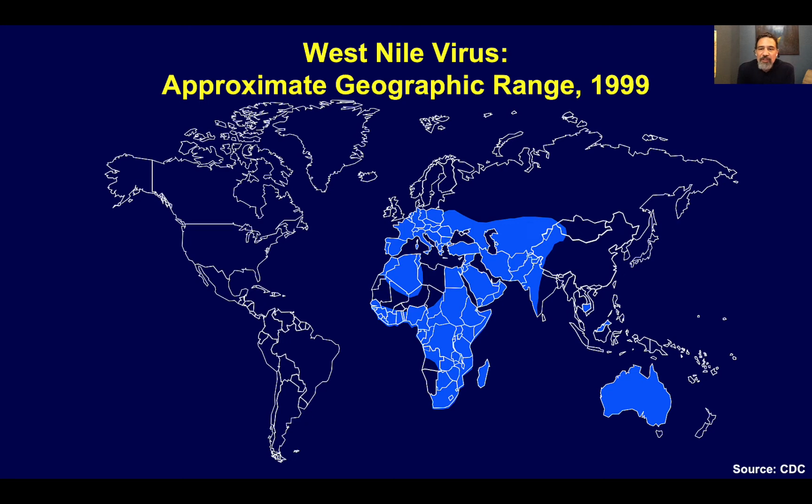This slide shows the geographic range of West Nile virus prior to 1999, when its spread was confined to Europe, Africa, and parts of Asia. However, in 1999, West Nile virus crossed continents and emerged in the Western Hemisphere, causing an outbreak of encephalitis in the New York City area, such that its current geographic range now includes most of the US and other parts of North America.